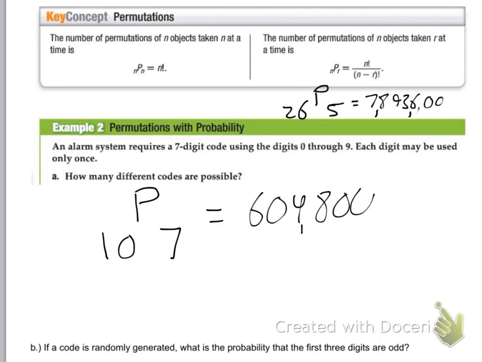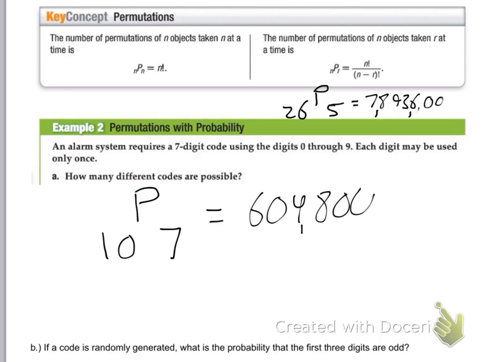Now, on the very bottom there, it says, what if this code is randomly generated? What is the probability? Which means now you have the option of coming up with a code. How many codes are there when the first 3 digits have to be odd? Whoa, man, this totally brings back last year, and you guys are trying to avoid or forget that.